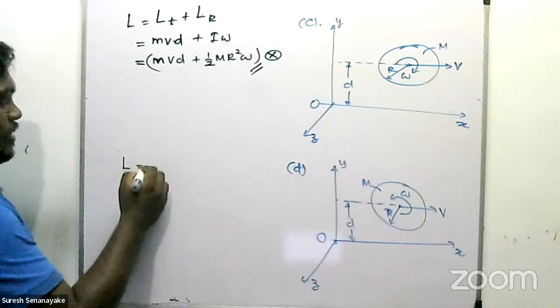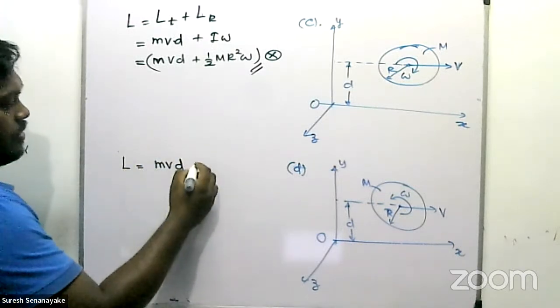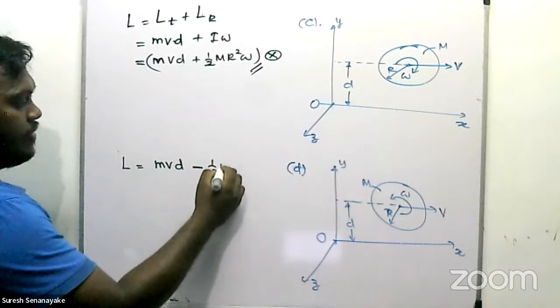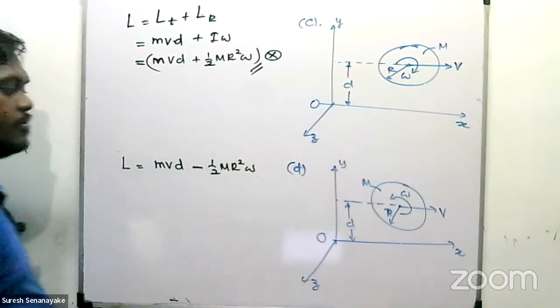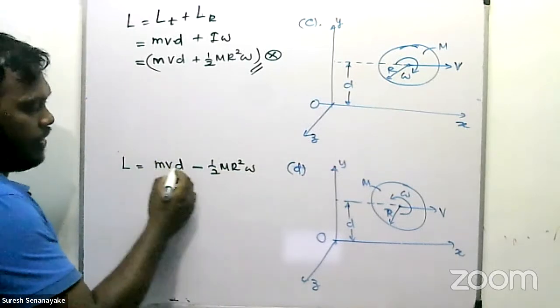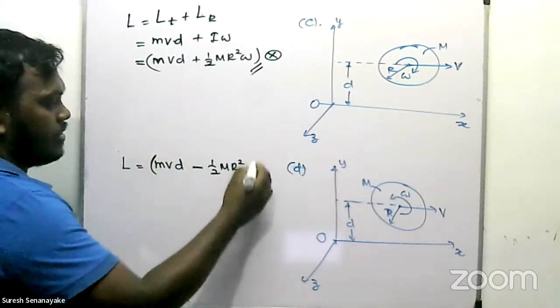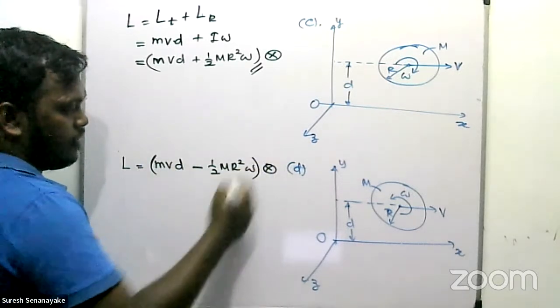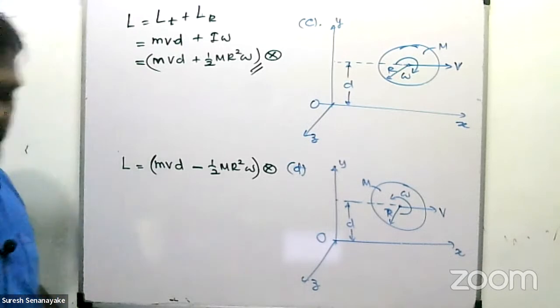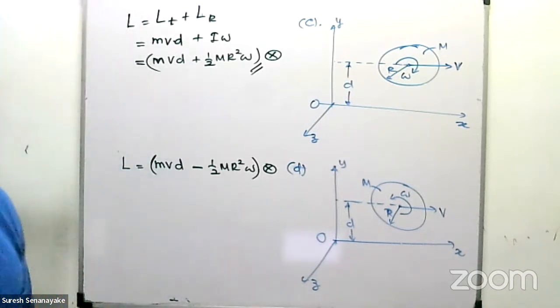So here the angular momentum m v d should not be plus, it should be minus, right? So it is m v d minus half m r square omega, and I will say this is into the board. If you write half m r square omega minus m v d, then it is out of the board. Is it clear? I need to explain again.